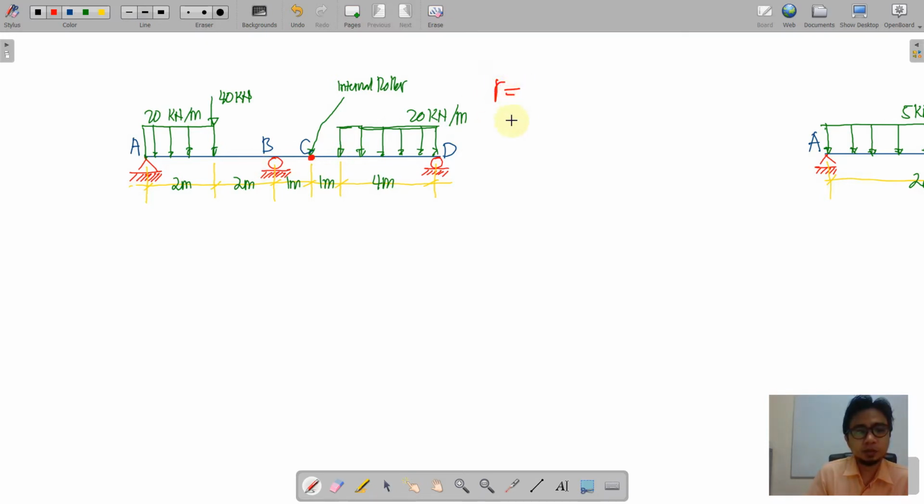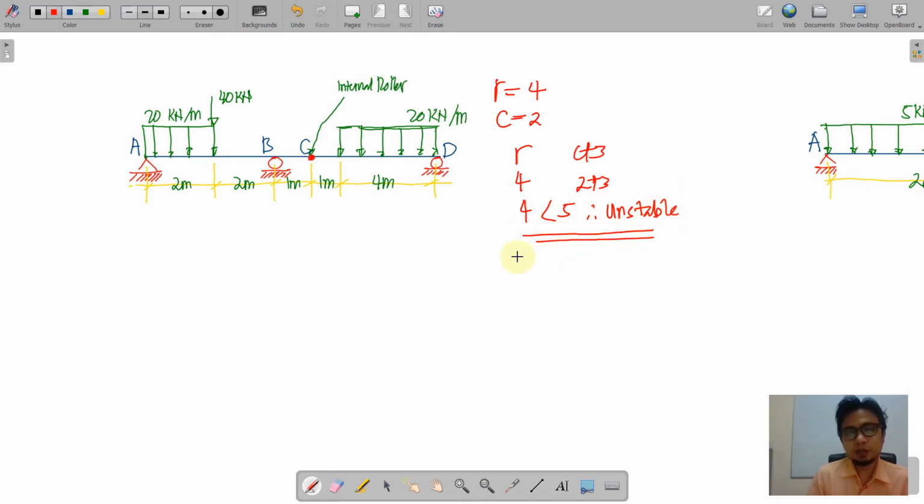R is equal to, all in all, we have 4 reactions, and then the internal reaction coefficient is 2 for a roller. So comparing now R and RC plus 3, R is 4, this is 2 plus 3, and we have here 4 is less than 5. So we can say that this is unstable. So meaning the available equation exceeds the number of unknowns.